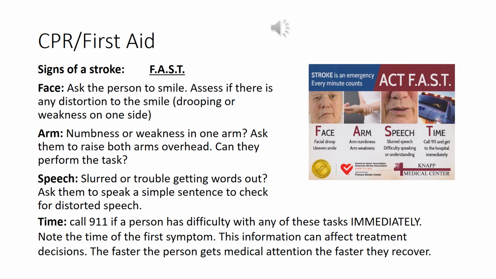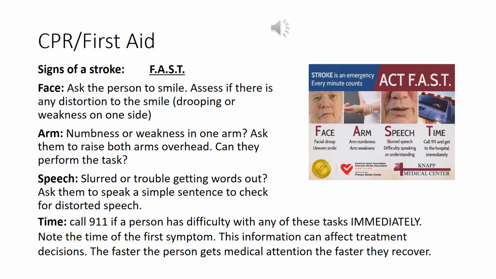And finally, the T is time. Call 911 if a person has any difficulty with any of these tasks as soon as possible. Note the time of the first symptom. This information is super important because the faster the person gets medical attention, the less severe their symptoms are going to be, meaning the faster their recovery is going to be.